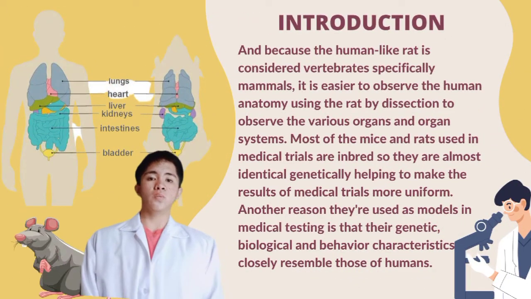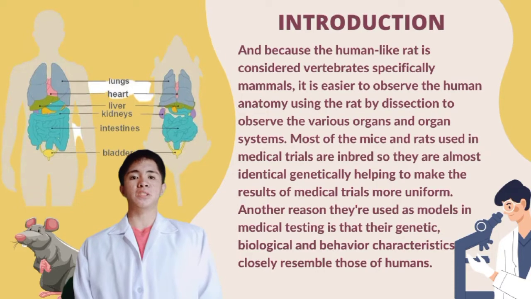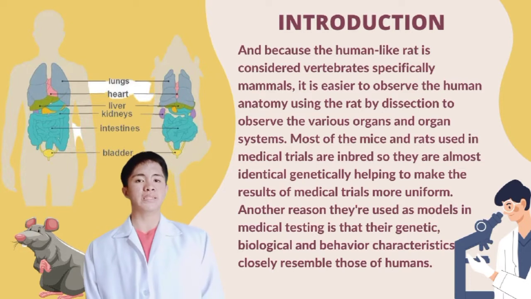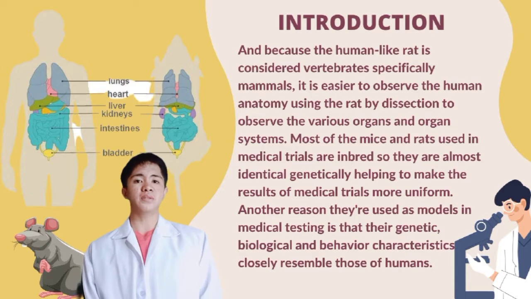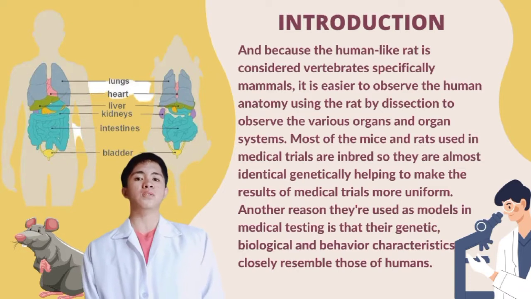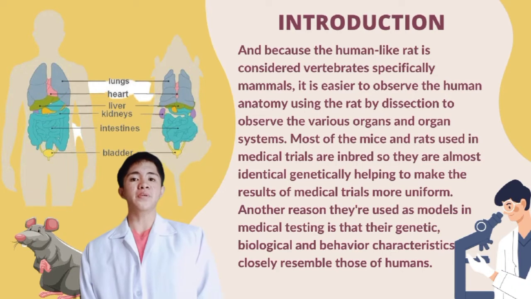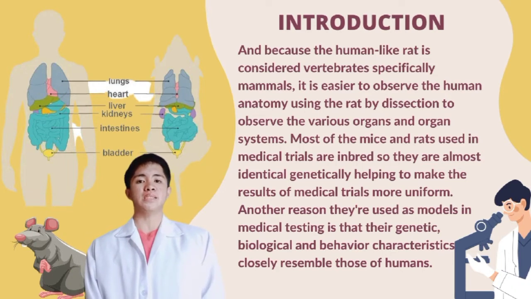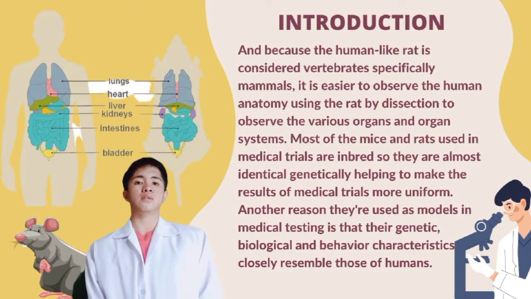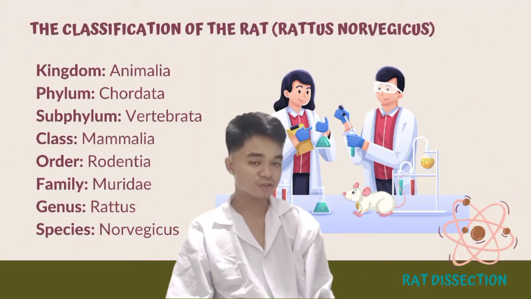And because humans, like rats, are considered vertebrates, specifically mammals, it is easier to observe the human anatomy using the rat by dissection to observe the various organs and organ systems. Most of the mice and rats used in medical trials are inbred, so they are almost genetically identical, helping to make the results of medical trials more uniform. Another reason they are used as models in medical testing is that their genetic, biological, and behavior characteristics closely resemble those of humans.